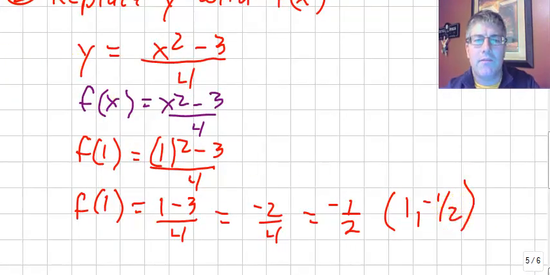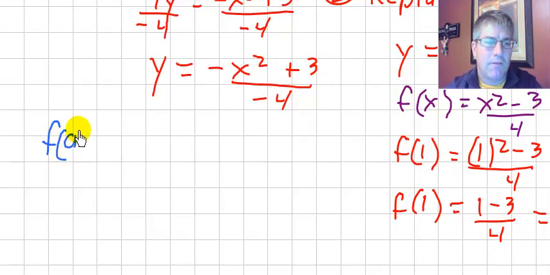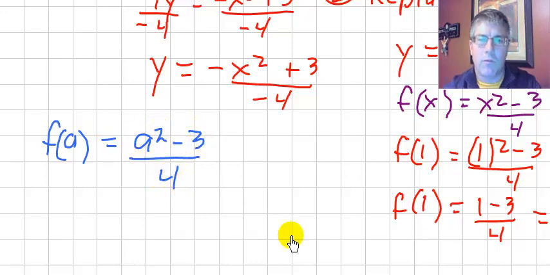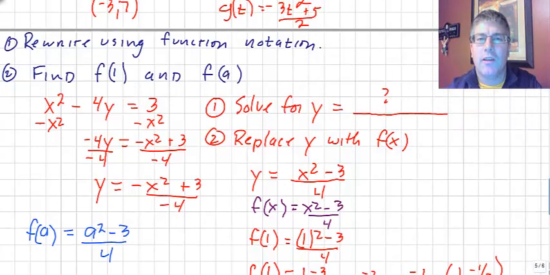And they also asked me to find f of a. So f of a, we substitute a into our function. Our function was x squared minus 3 over 4. F of a equals a squared minus 3 over 4. So that's a little bit of experience with function notation. I'll probably cover some more samples in class, but this is a really good start.